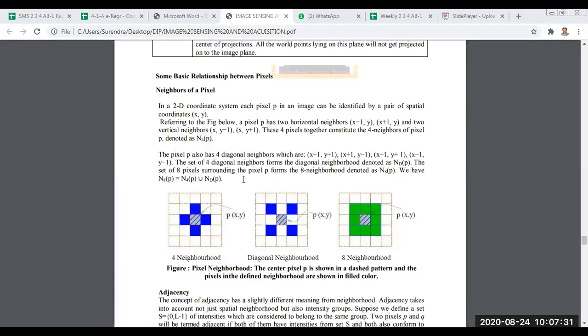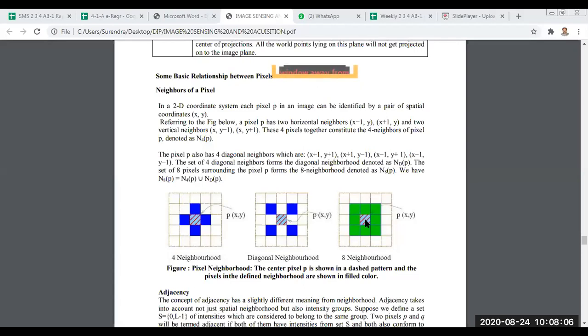Next, the set of 8 pixels surrounding the pixel forms the 8 neighborhood. Simply, if we combine the first figure and the second figure, that is the 4 neighborhood and the diagonal neighborhood, N4 of p and ND of p, you will get the 8 neighborhood. So here, if you observe clearly, this is a center pixel p surrounded by how many pixels? 8 pixels, excluding this pixel.